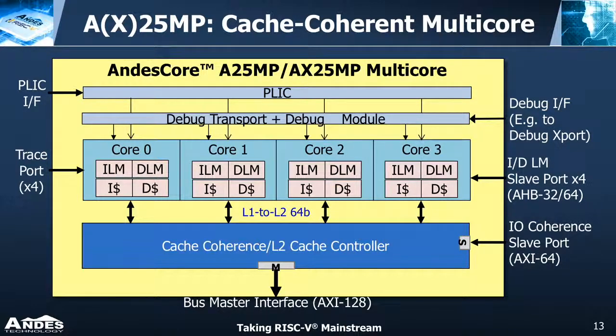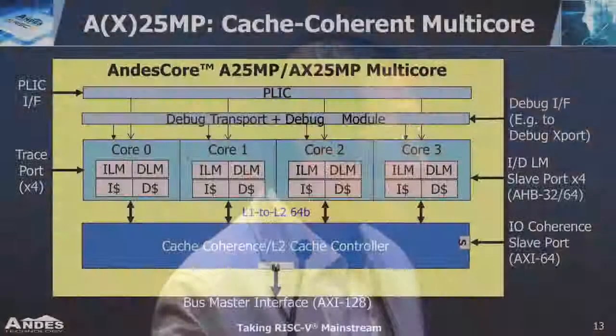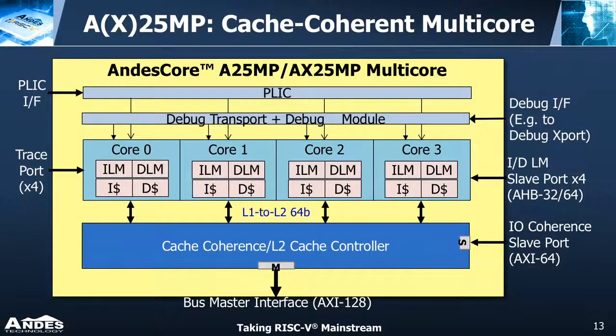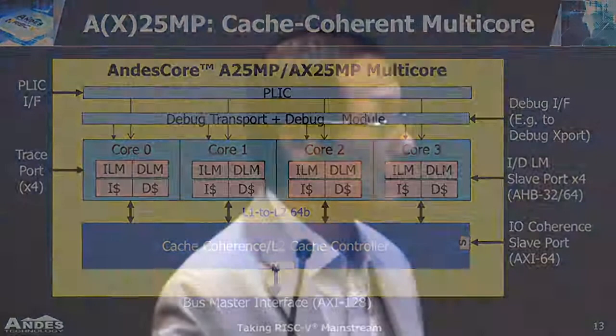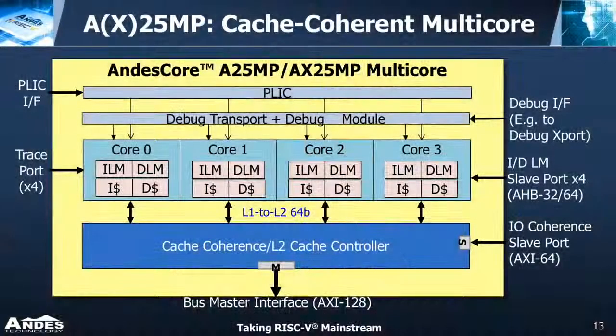In terms of bus interface, let's have a look at this chart. For this block diagram, we can see the bus master interface comes with AXI 128-bit. We have an I/O coherence slave port for it. It's also AXI. And then for each core, we can have a slave port. So each core can link to its local memory and iCache, Dcache.